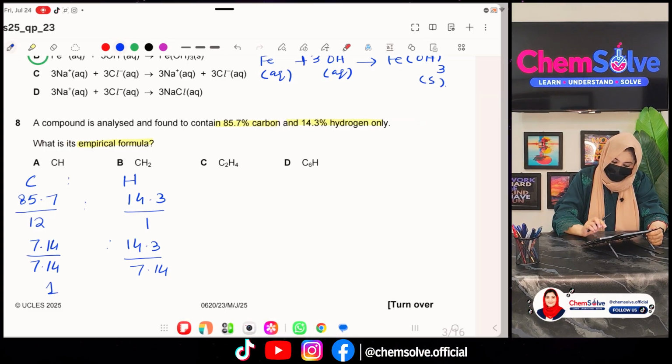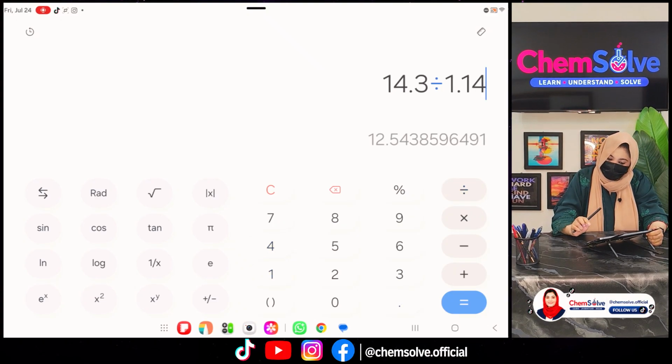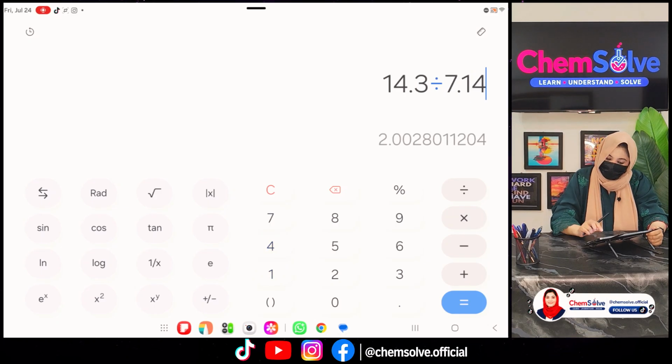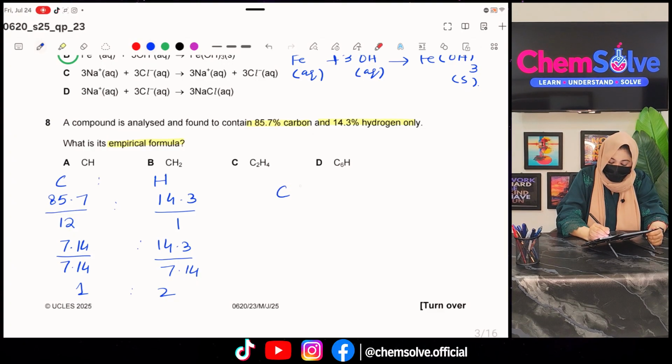And we have to divide 14.3 by 7.14. 14.3 divided by 7.14 is 2. That's how C is 1, no need to write it, and H is 2. So the correct option is option B.